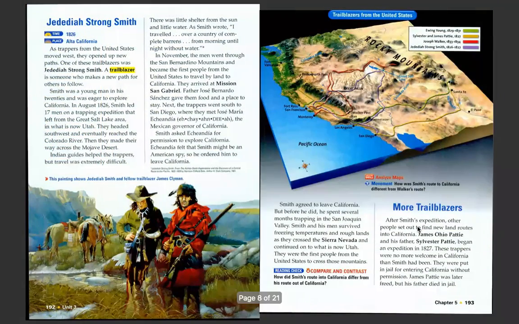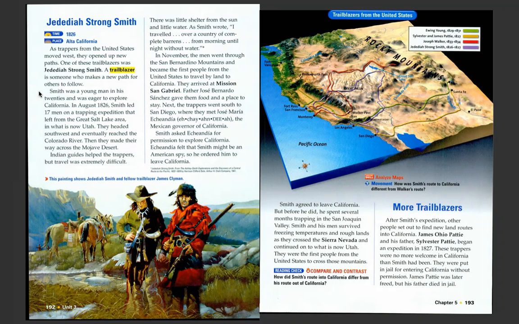Let's go on. This is page 192, Jedediah Strong Smith. So we're going to meet another person. This is 1826 in Alta, California. Hey, that's a familiar name. As trappers from the United States moved west, they opened up new paths. One of these trailblazers was Jedediah Strong Smith. A trailblazer is someone who makes a new path for others to follow.